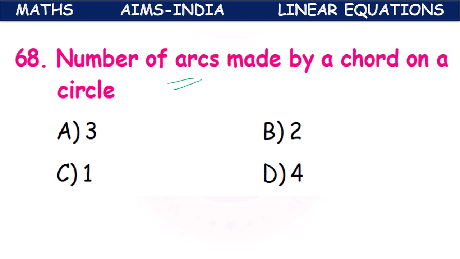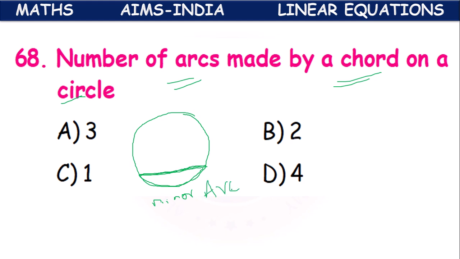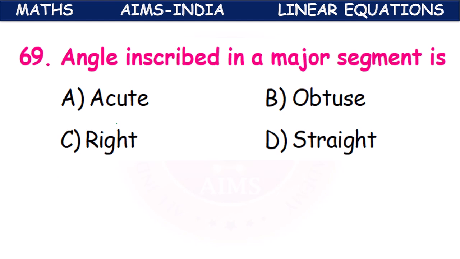Number of arcs made by a chord on a circle. Suppose a circle is there, if you draw a chord, this part will be minor arc, and the above part will be major arc. Minor arc, major arc.